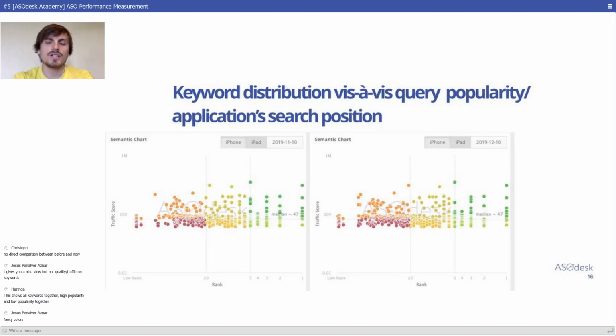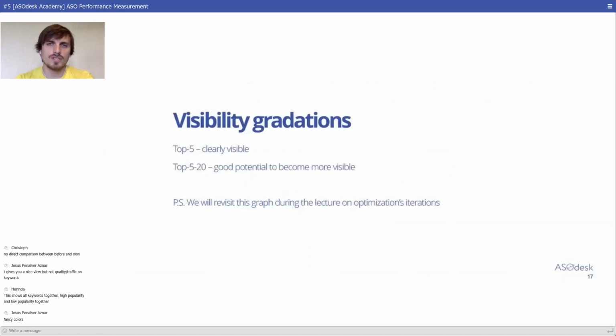And we are understanding whether our position and the traffic score of the keyword. We can point on these points and understand what the keyword is, whether this keyword is relevant for us or not. So that's the very important graph to understand efficiency, quality of your iteration and the changes in your metadata.